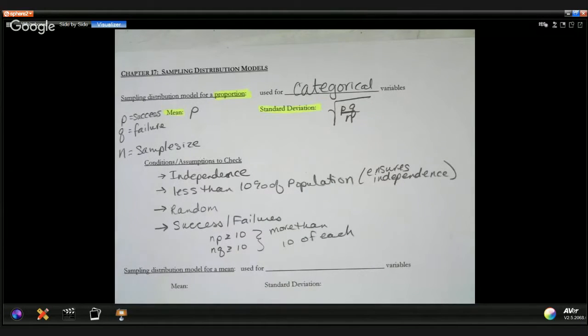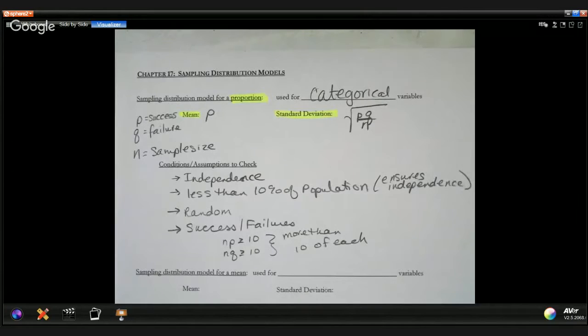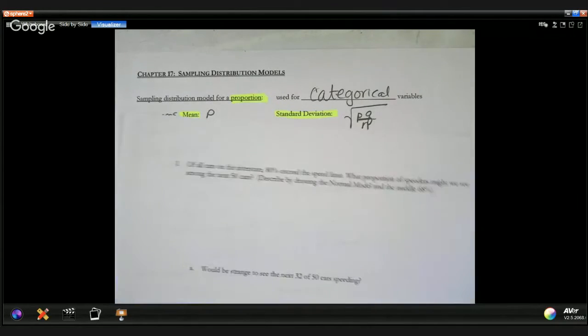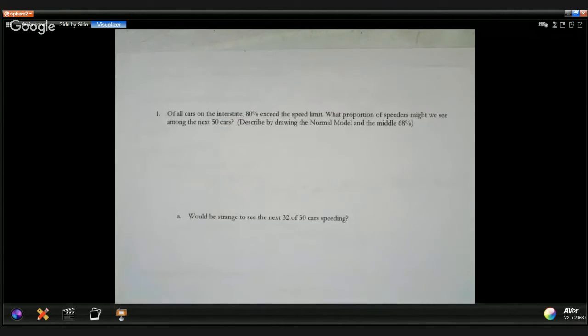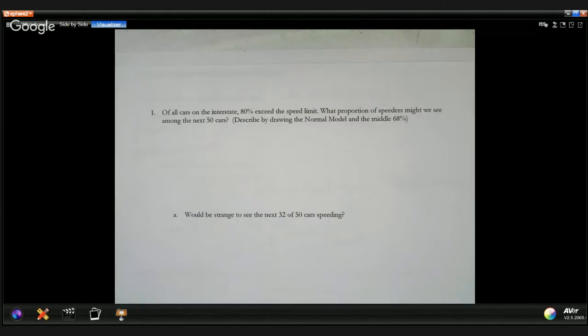Okay? And so again, we're going to focus on proportions, and then we'll check the conditions, and then we're going to follow the process. Okay, so here's the first example. Go ahead and take a second to copy it down, and then we'll go ahead and talk about it.